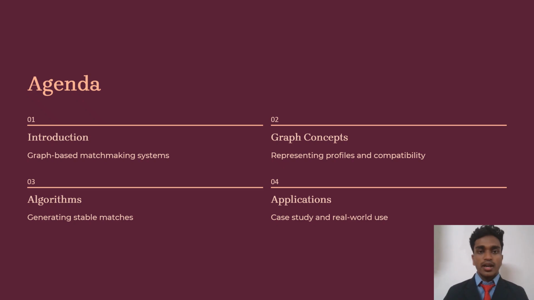In this presentation, I will cover four main parts. First, I will introduce the concept of graph-based matchmaking systems and explain the problem they serve. Next, I will explain the graph theory concepts used to represent user profiles and compatibility relationships. Then I will discuss the algorithms used to generate stable matches, particularly the stable marriage algorithm. Finally, I will present a case study and a real-world application where graph-based matchmaking is used.